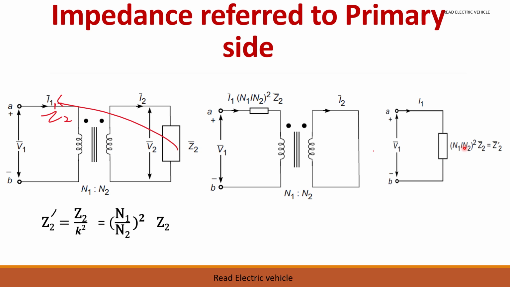So all these are same circuits. For analysis purpose, we can do this. This is called impedance referred to primary side. That is the secondary impedance, you are referring that to the primary side. Similarly, we can do this for voltage and current also. So everything you can transfer, that is, the secondary current can be referred to the primary side also.